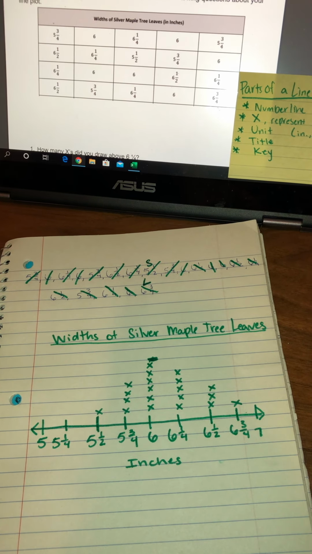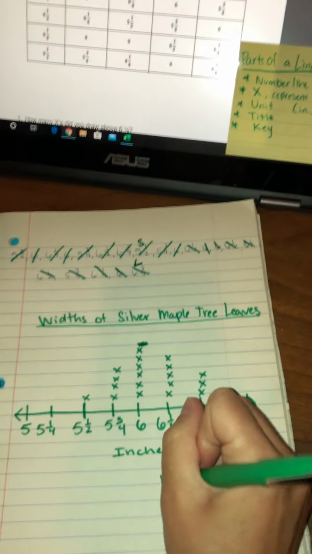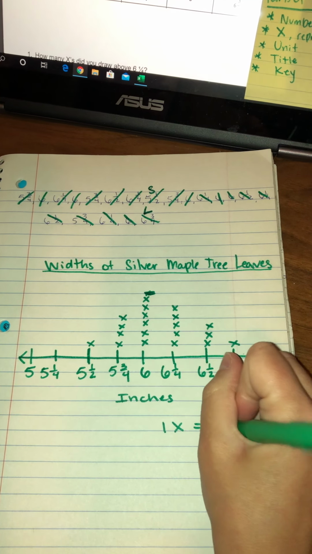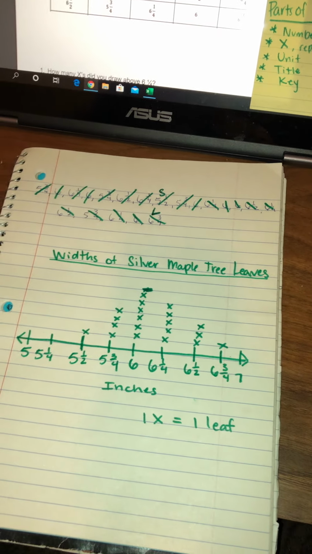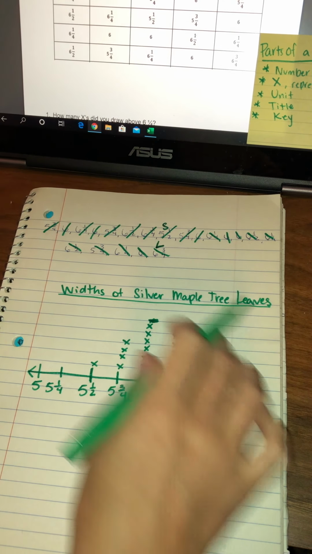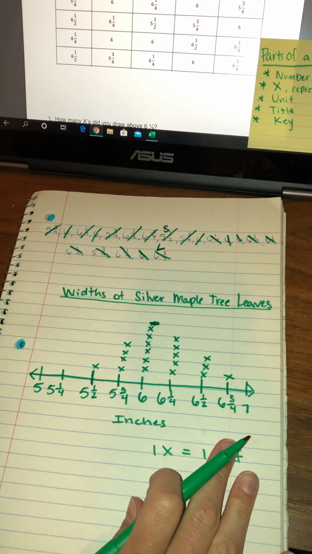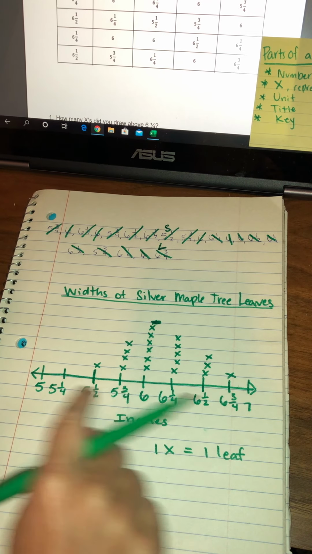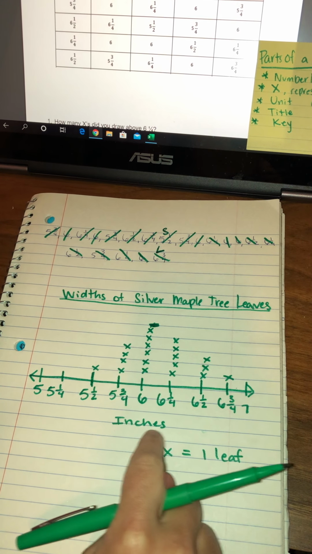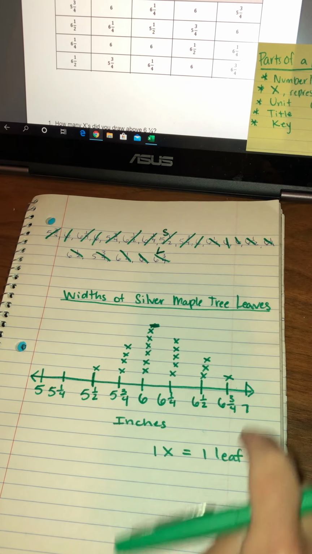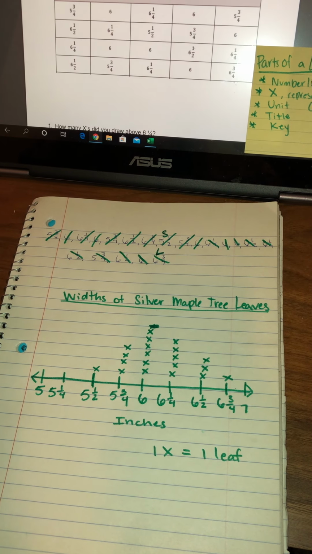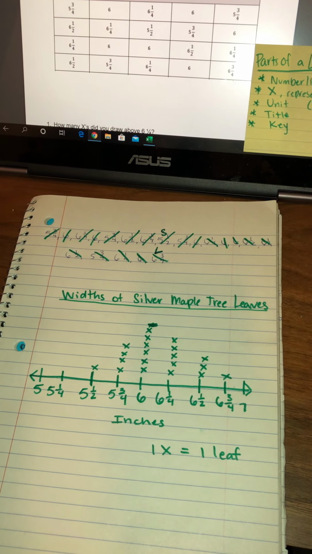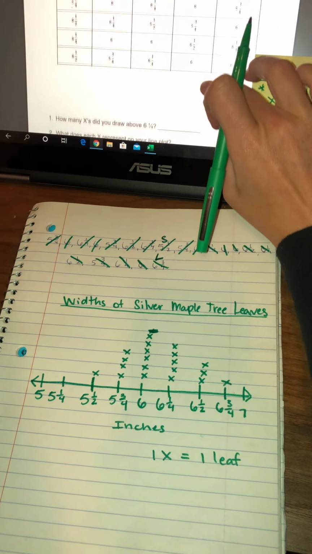Next, I need my key. So I'm going to say 1 x equals 1 leaf. All right, now that I have my whole line plot marked up, I'm just going to check I have everything. I have my number line, I have my x's, I have my unit, I have my title, and I have my key. Okay, now I'm ready to answer some of these questions.